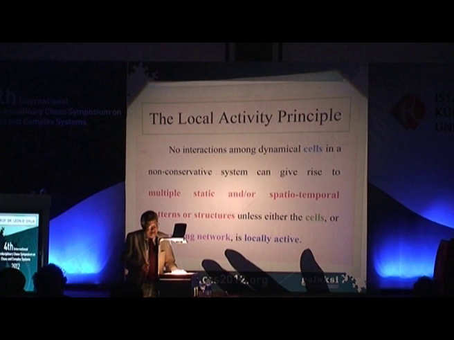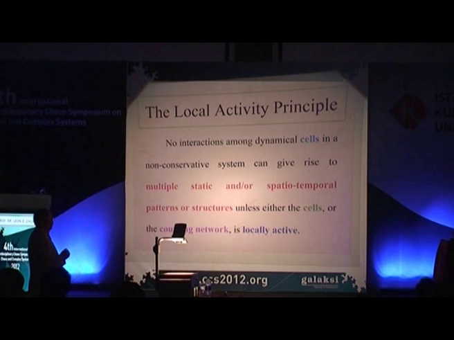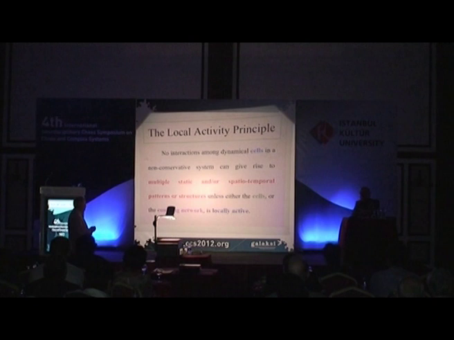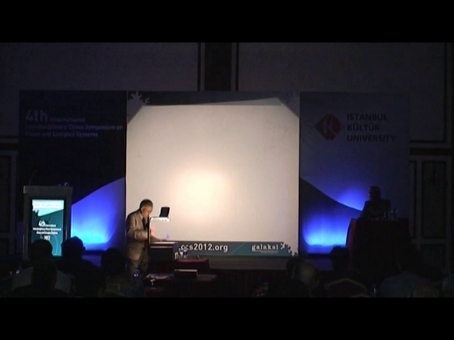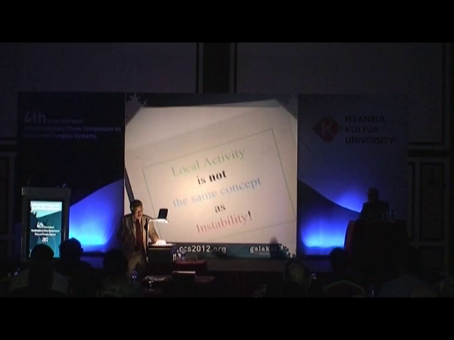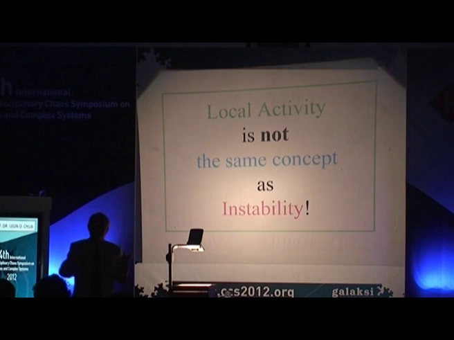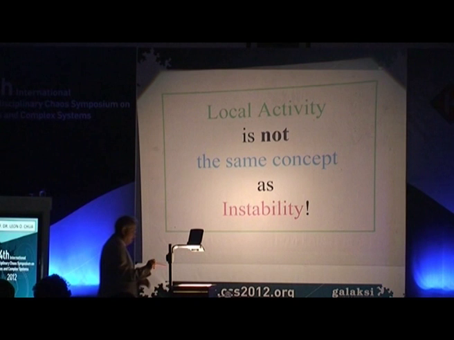Now the local activity principle says that no interaction among dynamical cells in a non-conservative system can give rise to multiple static and or spatial temporal patterns or structures, unless either the cells or the couplings is locally active. So this is just a very general summation of what I've just said, that if you want to have any complexity at all, the cell must be locally active, or the coupling must be locally active. Now what is very important here is local activity is not the same concept as instability. Because most people are confused, and that's why there was no progress. People are already confused with something that became unstable. Well, local activity is a different concept from instability, although they are very much related.